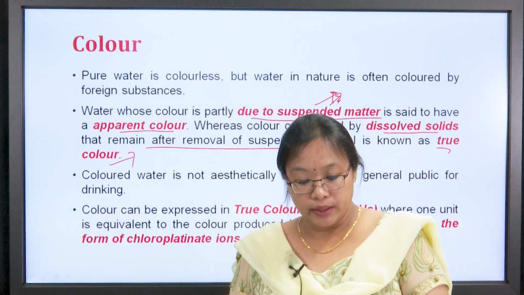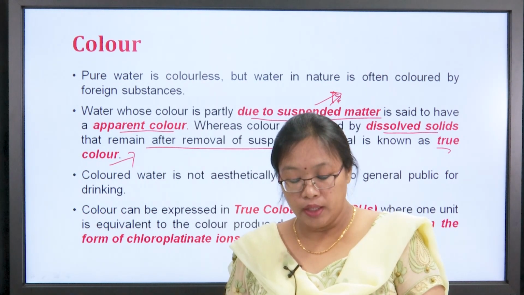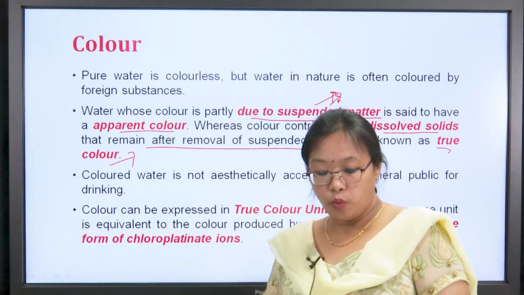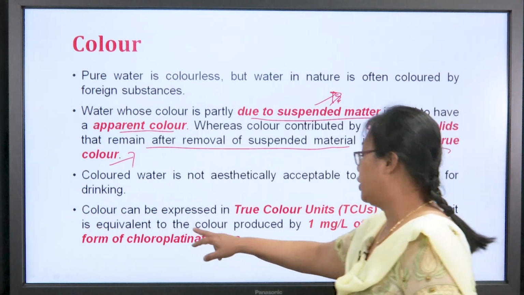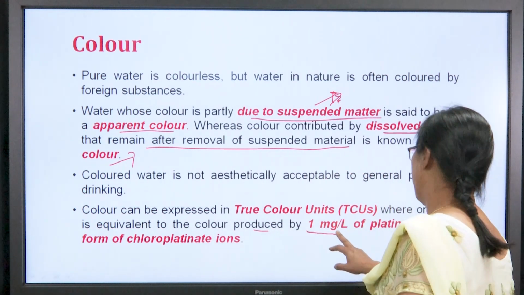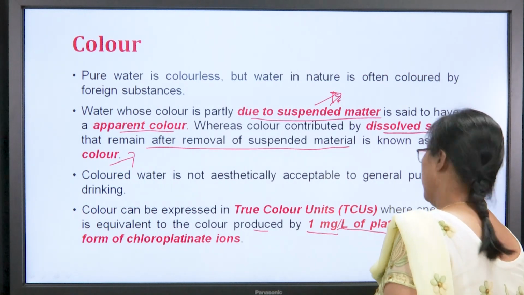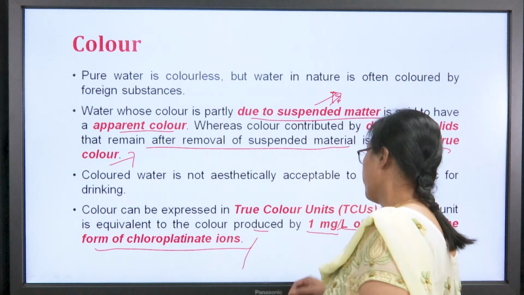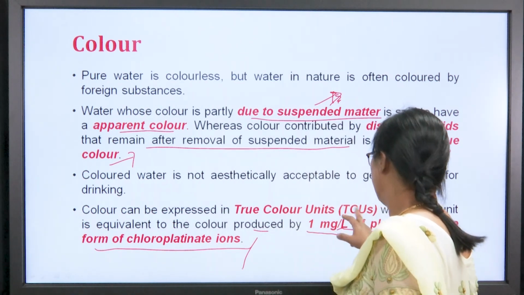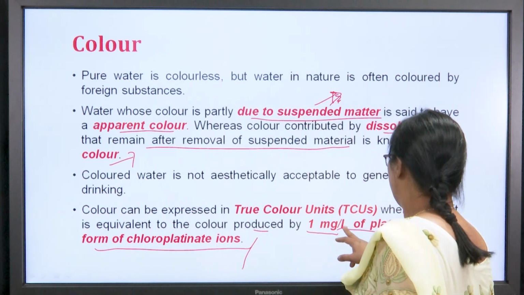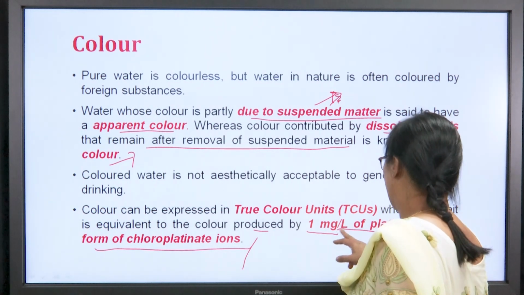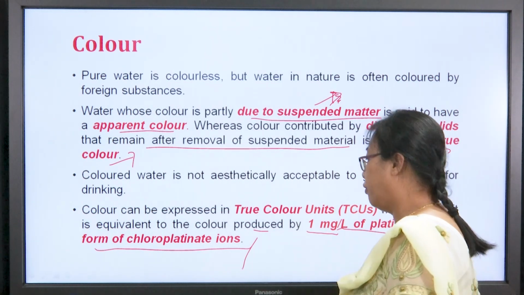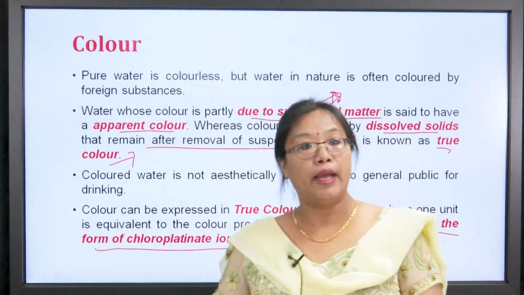Color can be expressed as true color units or TCUs, where one unit is equivalent to the color produced by 1 milligram of platinum in the form of chloroplatinate ions, right? So, what is 1 TCU? 1 TCU is the color produced by 1 milligram of platinum in the form of chloroplatinate ions.